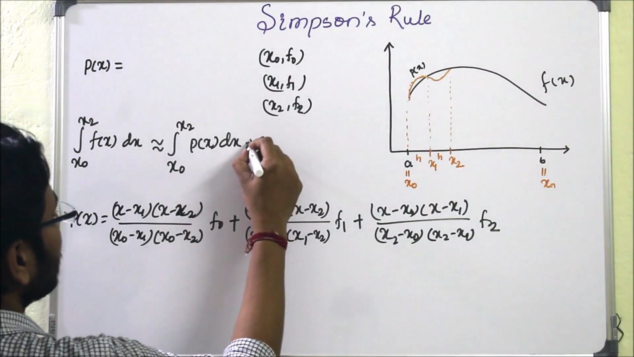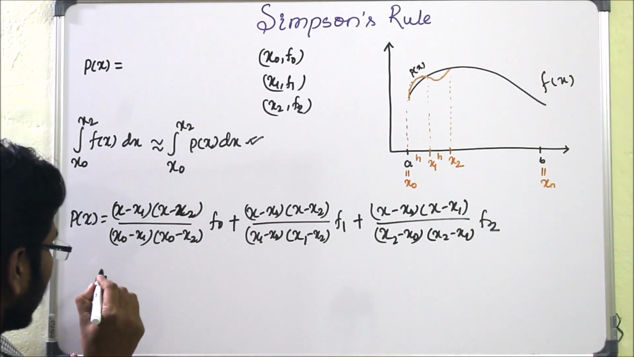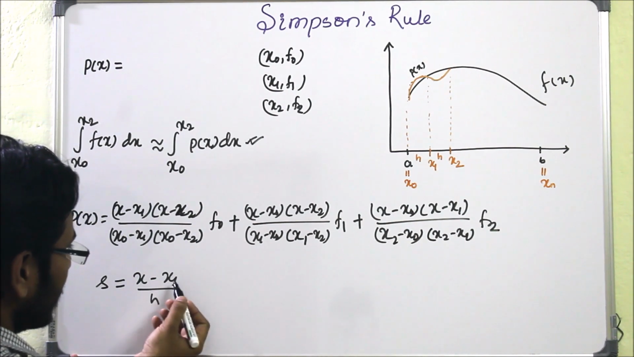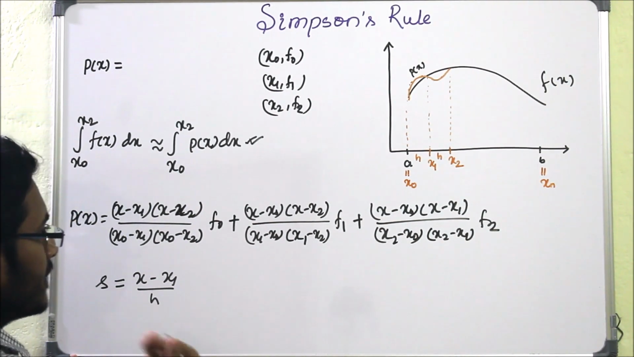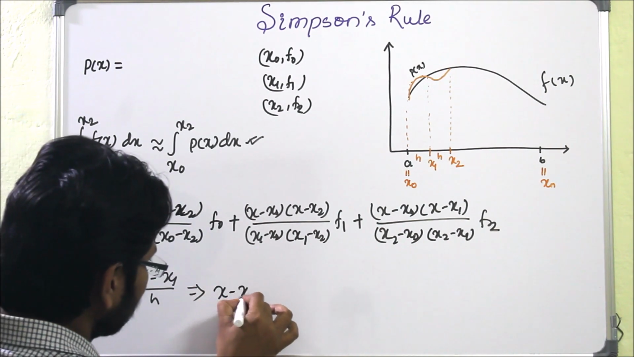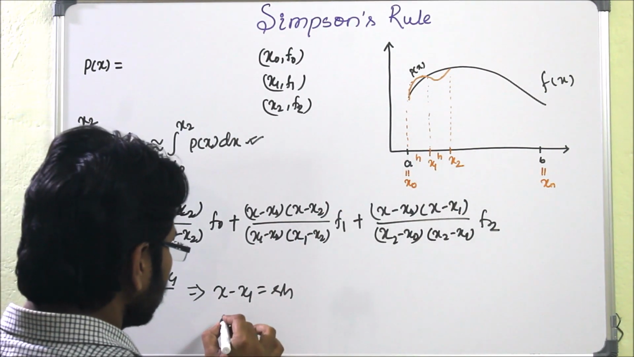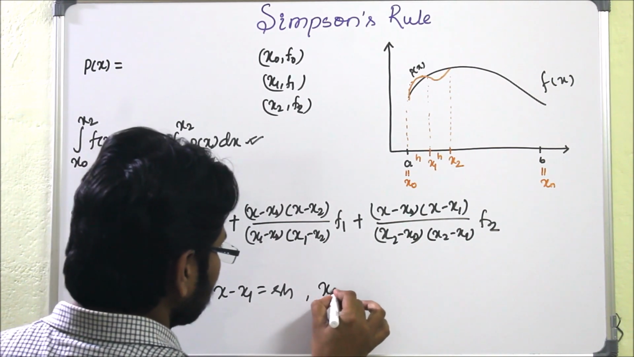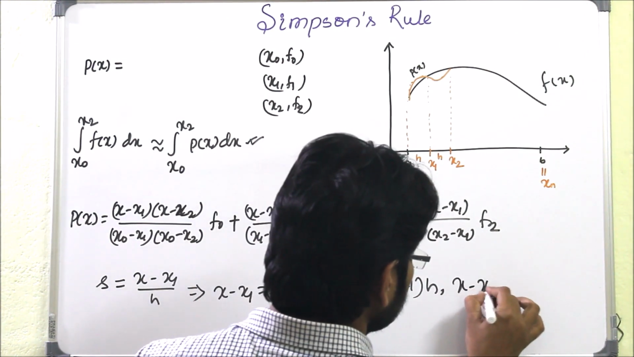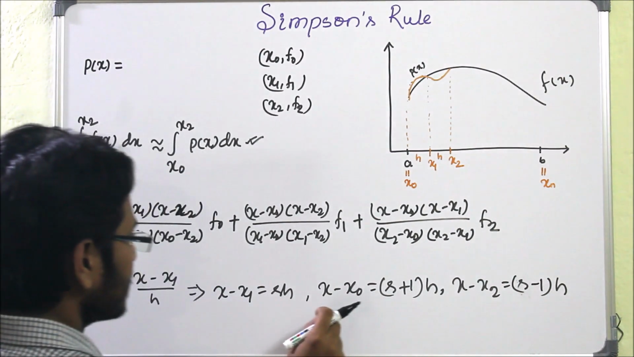Now we have to integrate this, and we will see how. For this we can take some variable s as x minus x1 by h. We can also take x minus x0 by h, so the expression will change, but finally the outcome will be the same. So x minus x1 equals sh. Similarly, as h is the common difference, x minus x0 is s plus 1 into h, and x minus x2 is s minus 1 into h. Now we will use these here.